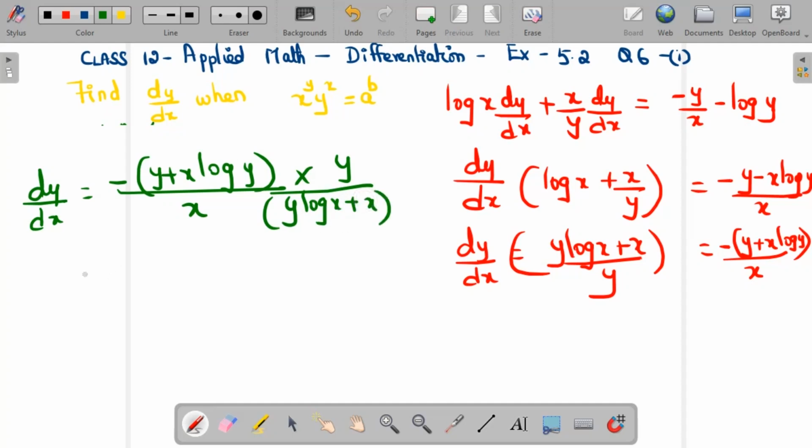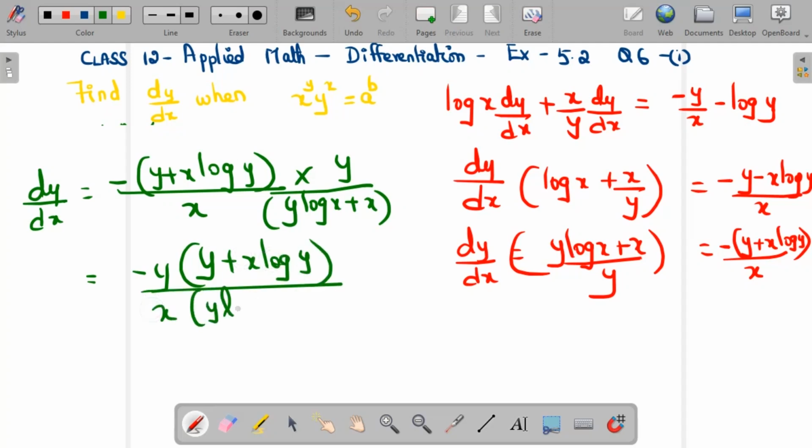There is nothing that you can simplify, so I'm just writing it in a reorganized manner. So y into y plus x log y, the whole thing divided by x into y log x plus x. No other further simplification is possible. So this is the final answer of dy by dx.